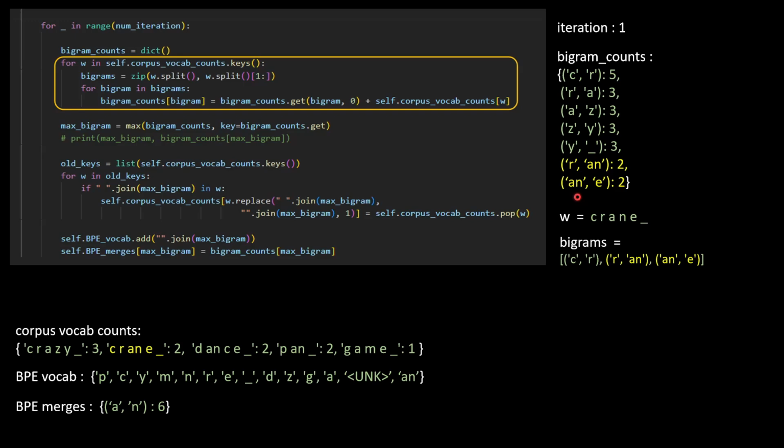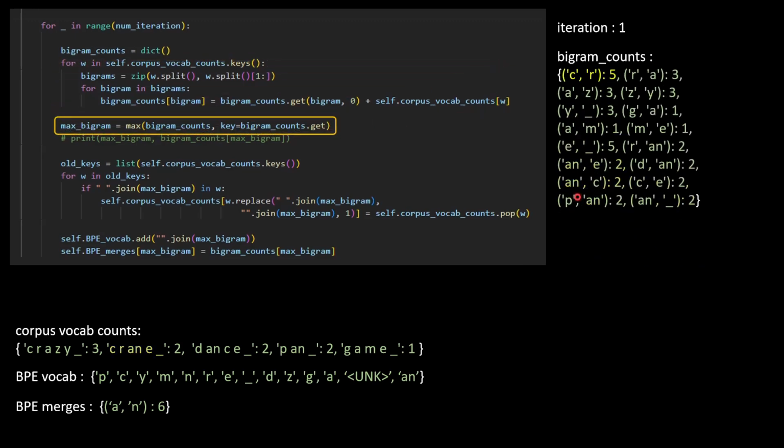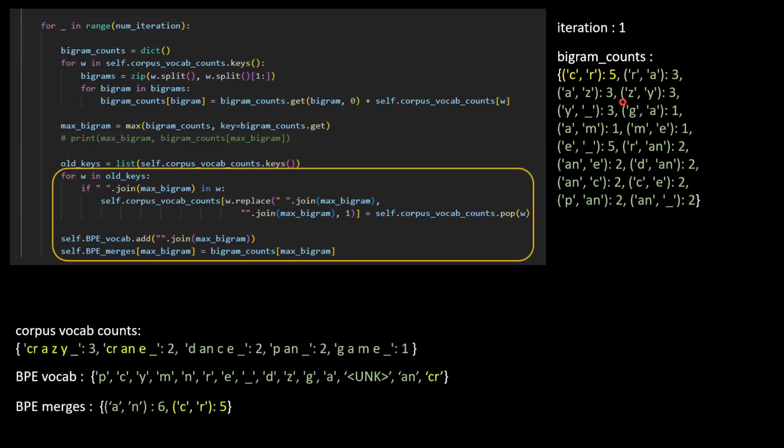Okay, so if we complete it now, this is the bigram counts. This is how it looks, and you can see CR has got the highest frequency, and the next part will be included in vocab counts. So vocab counts, CR is combined now. Wherever CR is there, we have combined them together and made a single character out of it, and we have included it in BPE vocab and BPE merges as well.